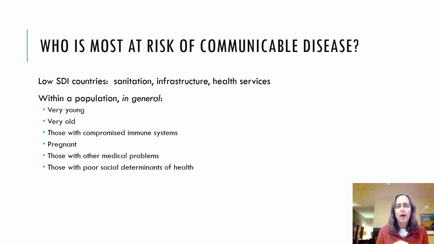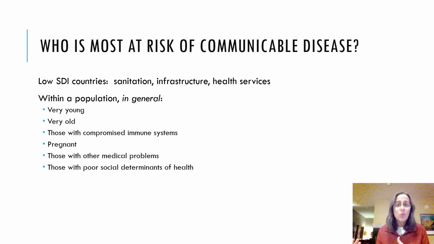Within an individual population, however, and this is not always true for every single infection, but in general, the people who are at highest risk from infectious diseases or communicable diseases are going to be the very young, so infants and small children, because their immune systems are still developing and they don't have immunity to many things because they haven't yet been exposed and because they haven't yet had all their vaccines. Also, the very old.